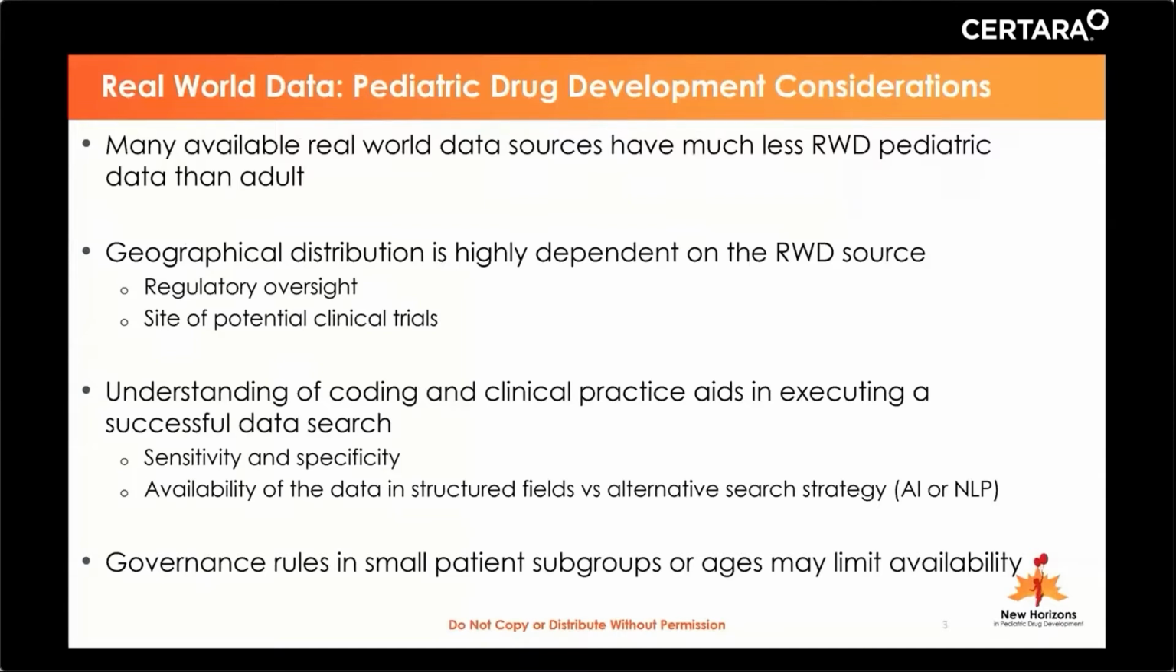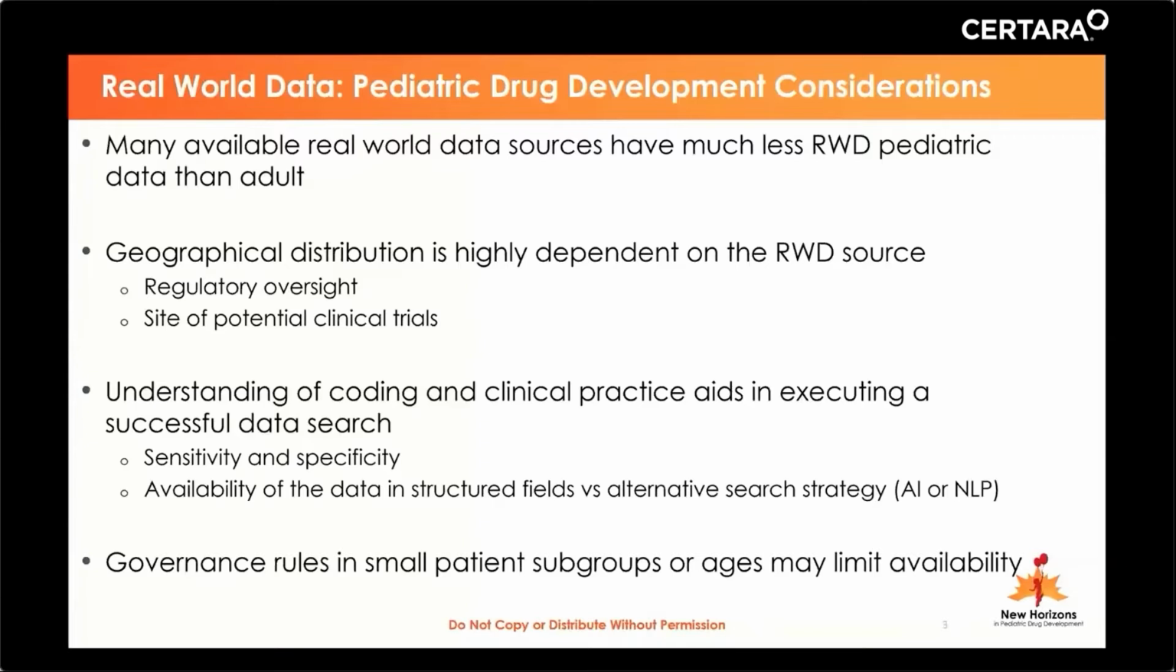The second part of this relates to the geographical distribution. The number and type of patients that are available are really important, particularly if you're looking at what regulatory body you're going to be filing to, or the potential sites that you're going to develop your clinical trial in and execute it in.